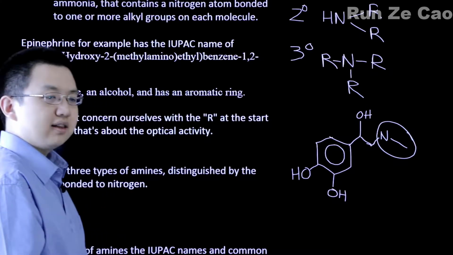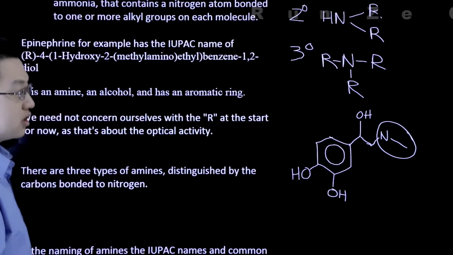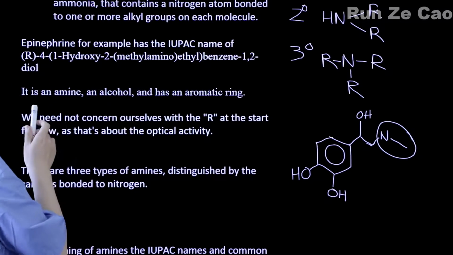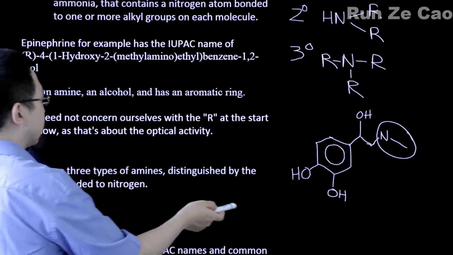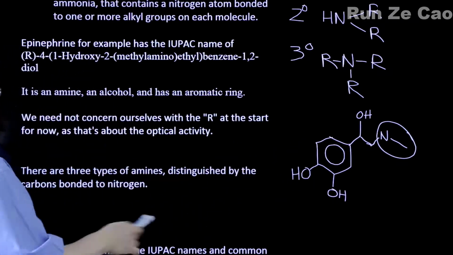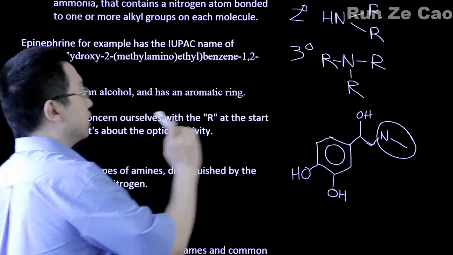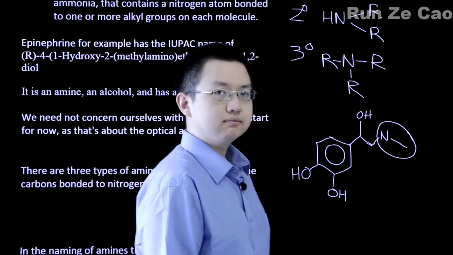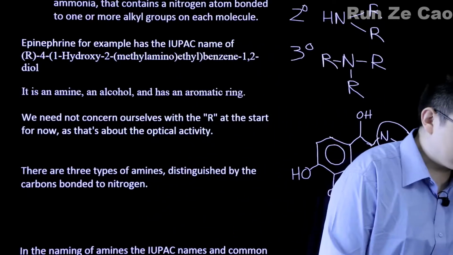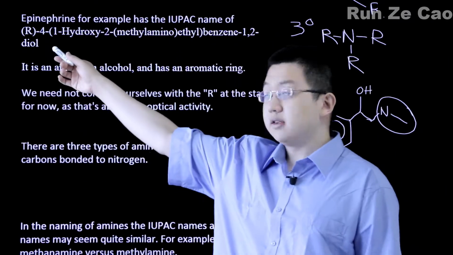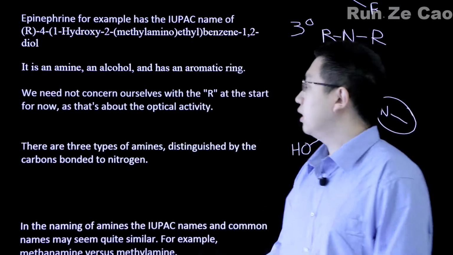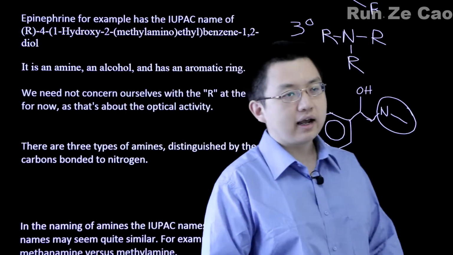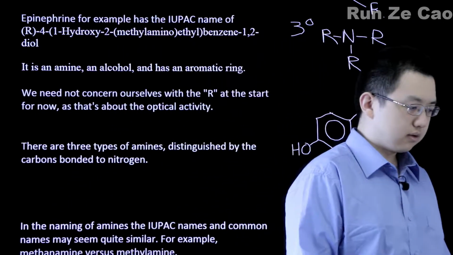We point out that the urea molecule is not an amine due to the bond pattern. Now, this has an aromatic ring, it's an alcohol, and it is an amine. It is a what degree amine? This is a secondary amine because it has 2 carbons attached to it. Now, we don't concern ourselves with the R for now because this is for optical activity, which is a stereochemistry matter. So this thing will turn light to the right when light passes through it.